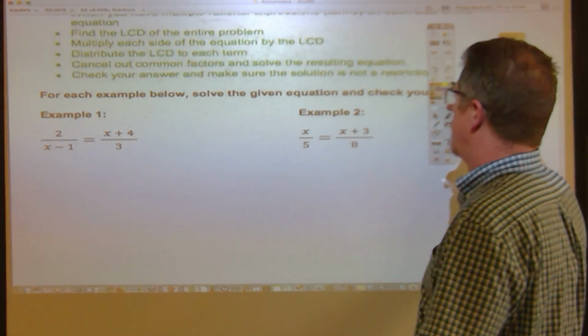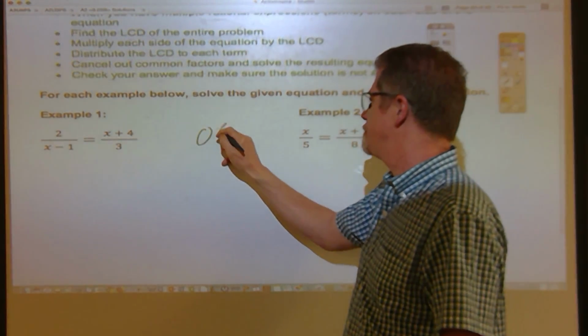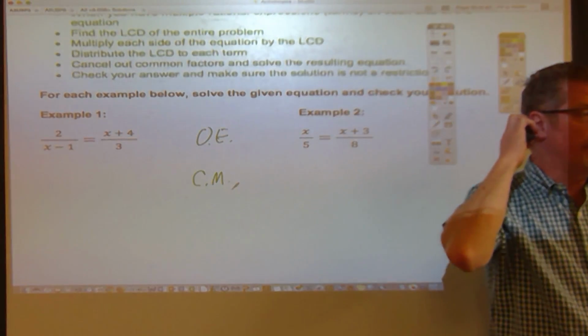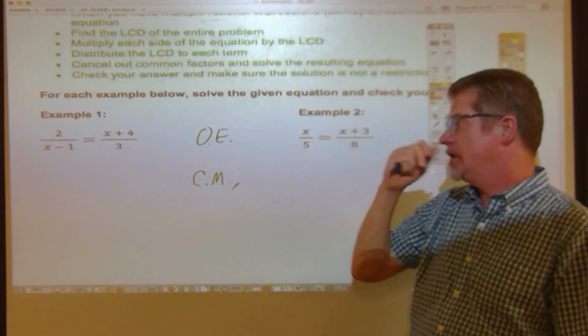And so let's try that out. Let's try out the new code. CM for cross multiply. And here we go.